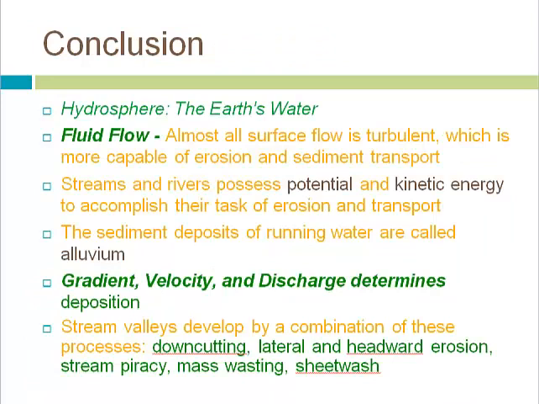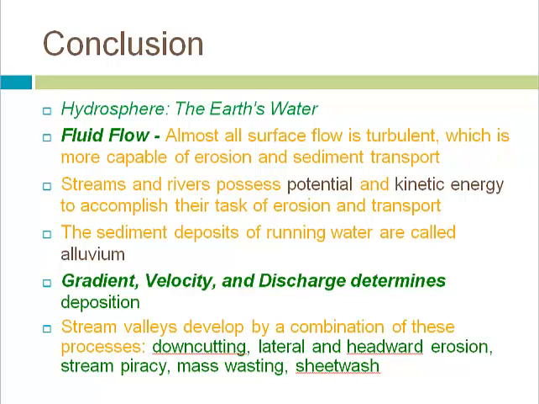So in conclusion, we have the hydrosphere, which is the Earth's water. We have fluid flow. Almost all surface flow is turbulent, which is more capable of erosion and sediment transport. We have streams and rivers that possess potential and kinetic energy to accomplish their task of erosion and transport. The potential and kinetic energy is dependent upon, of course, gradient, velocity, and discharge. The sediment deposits of running water are called alluvium. You have alluvial fans if it's on the land, and deltas if it's in a body of water like a lake or the ocean. And then, of course, gradient, velocity, and discharge determine the depositional environment, or what it looks like.